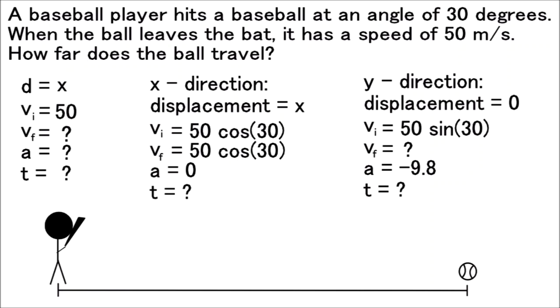Well, we know in the y direction, the acceleration is going to be negative 9.8 meters per second squared because it's acceleration due to gravity. And we also know that since he's hitting it up and it falls back down to the ground, the overall displacement in the y direction is going to be 0. For the x direction, we know it's not accelerating because there's no net force acting on it in the x direction. So our final velocity is going to be the same as our initial velocity. So to solve this, we're going to need to solve for x, the total displacement.